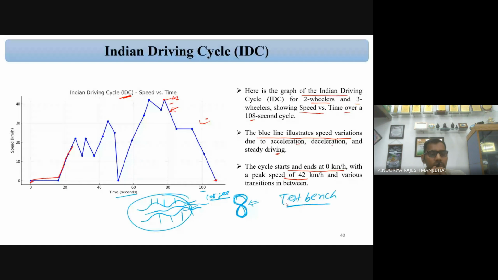Got it? Yes, yes. Any more confusion? Any more query?